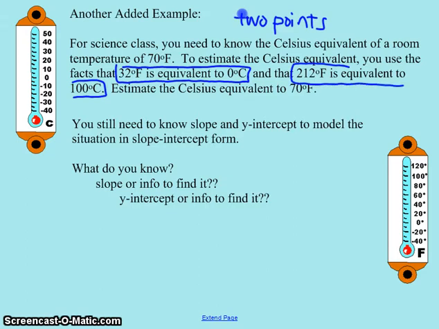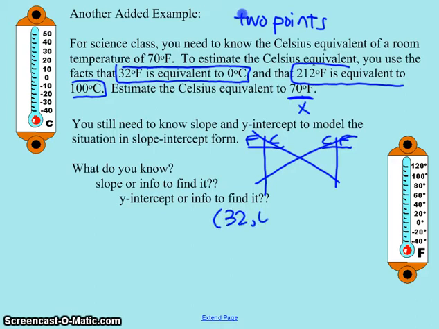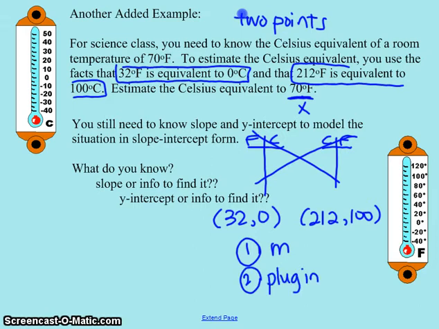The trick is knowing which one's your input and output. But if I was going to make an input-output table of Fahrenheit and Celsius, I could actually make it either way. It really doesn't matter how you set it up. But I know that I've got to find the answer for 70 degrees Fahrenheit, so I'm going to use Fahrenheit for my x. So I've got the ordered pairs 32, 0 and 212, 100. First thing we would do is find slope. And then we would plug in slope and at least one of the points, probably the 32, 0, to find b.